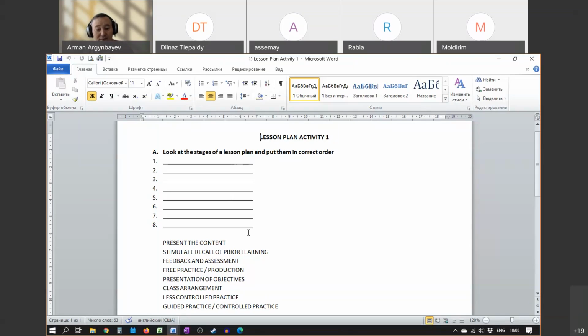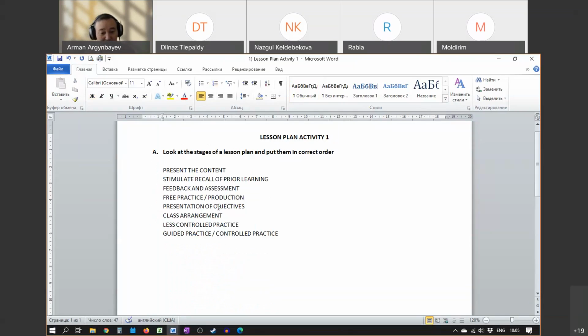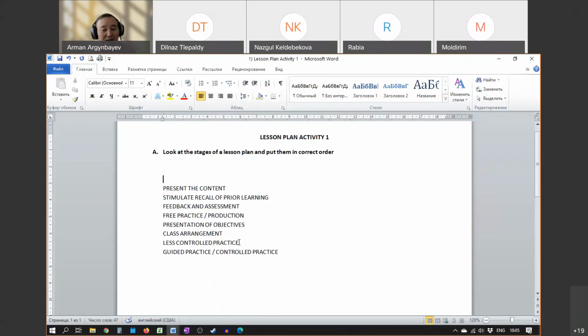Stimulate the recall of prior learning. Actually, no. It doesn't come first. Maybe present the content. You don't start presenting content right away. Presentation. Class arrangement. Class arrangement first. Because what does it mean, class arrangement?